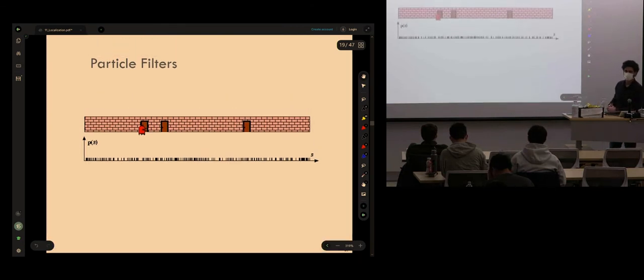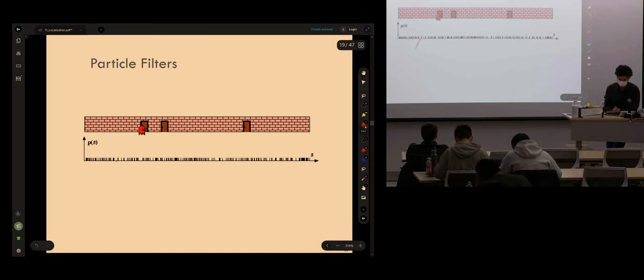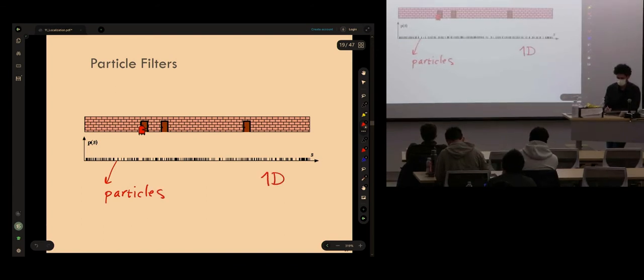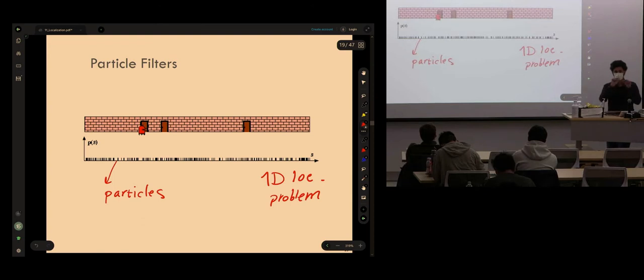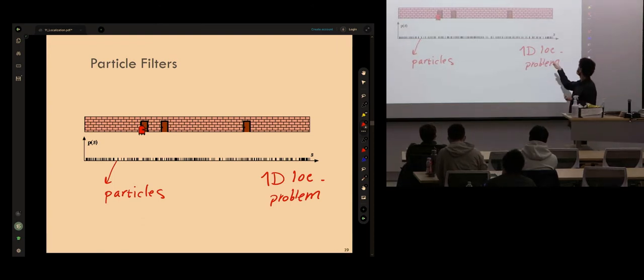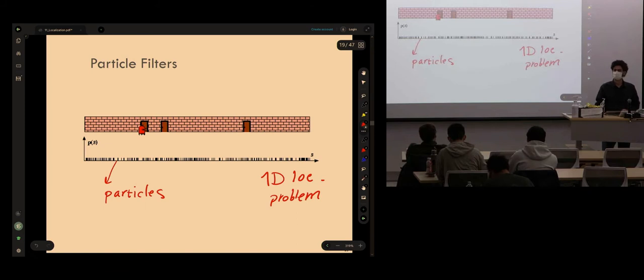So initially, we don't know where we are. A reasonable choice here is to start with a uniform distribution. So I'm just going to randomly spread the particles. These are particles. The localization problem: the robot only moves along this S-axis. There are three doors. Somehow the robot can detect the door. There is a sensor that will tell you there's a door, and that's our measurement. And we can somehow know when the robot moves to have a motion model for that.